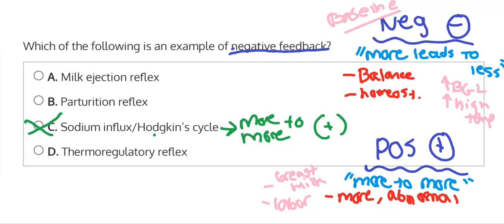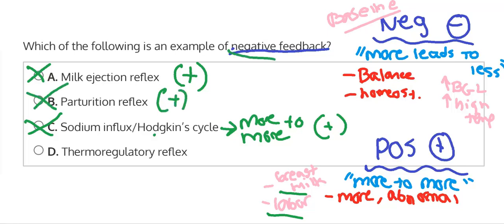The milk ejection reflex is what we discussed with why breast milk is needed, an abnormal situation. By abnormal, I just mean it's not when the body's at balance, at homeostasis, at rest. It's an extra activity occurring for a specific circumstance. So this is a positive feedback loop, but we're looking for negative in this example, so we'll eliminate it. Parturition reflex goes back to the contractions going into labor, which we discussed for positive feedback. So we can eliminate that. That's positive feedback. We're looking for negative feedback.